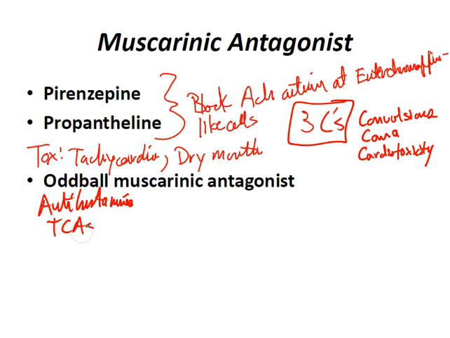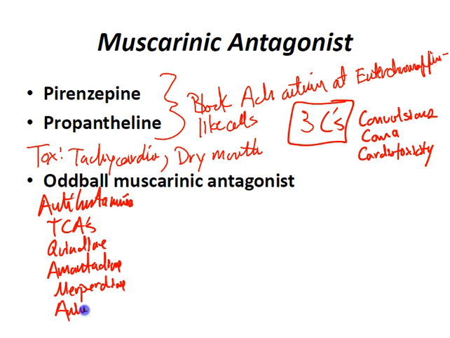TCAs. Quinidine. See why I said cardiac toxicity now. Amantadine. Meperidine. Demerol. Antipsychotics, especially chlorpromazine and thioridazine. Now with the meperidine, it's an oddball of the opiates.